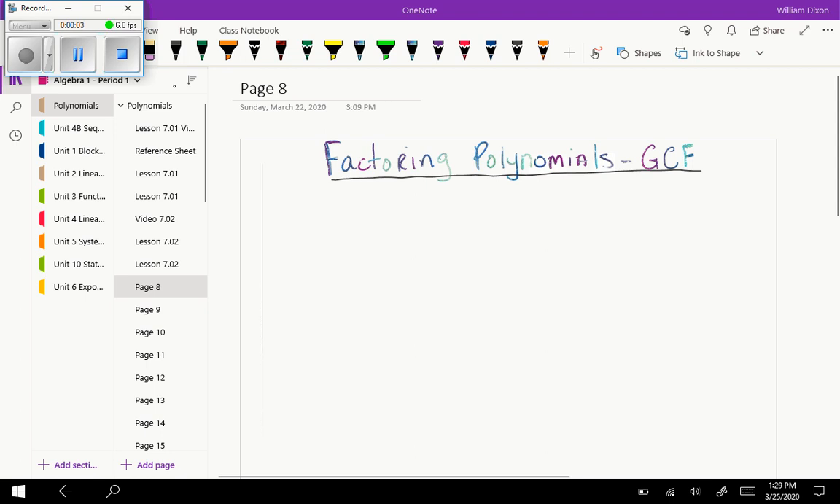Hello out there. So today we're going to be factoring polynomials using the greatest common factor. Something you should know as we go forward: using the greatest common factor is what you're going to look for all the time when we're factoring polynomials. I'll probably repeat that a couple of times, but it's very important that we get this lesson down.